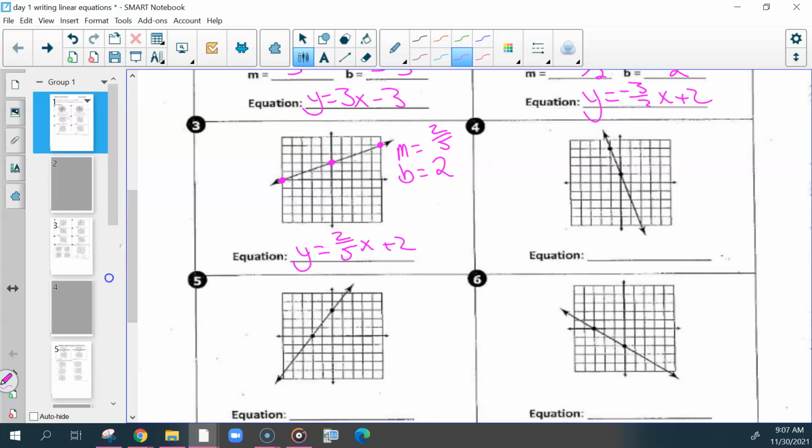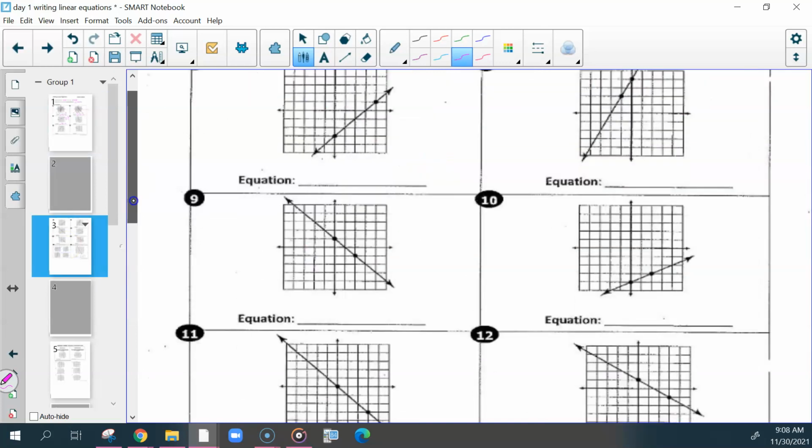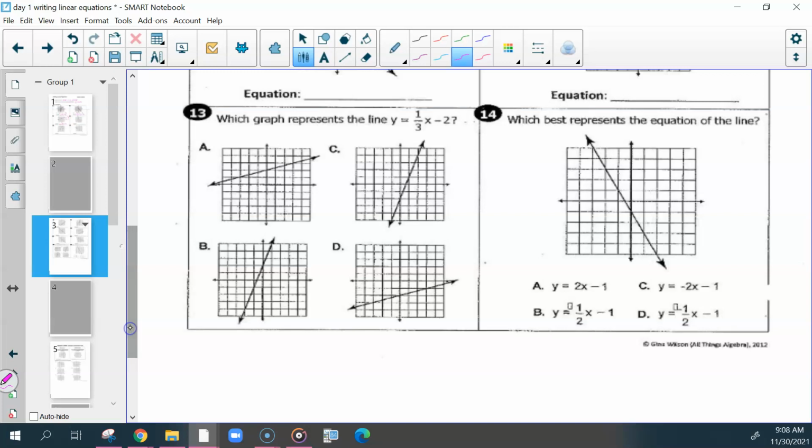We're going to do 2 more, then I'll let you try some. Flip over to the back and find questions 13 and 14.